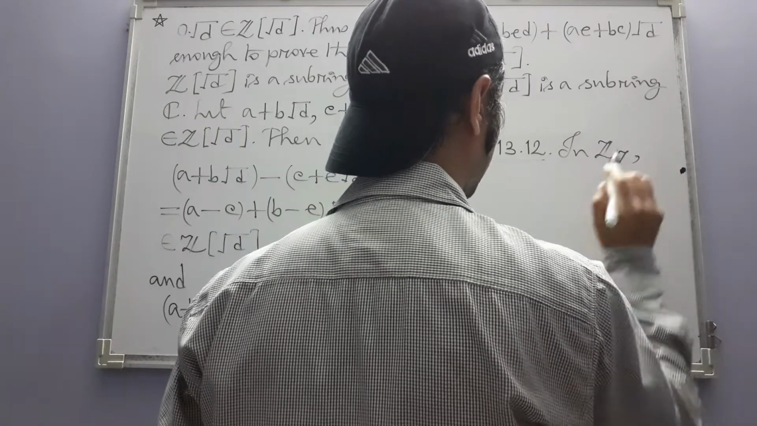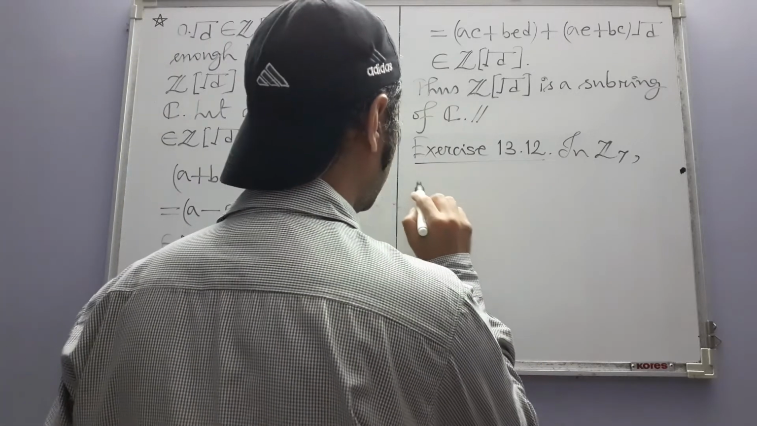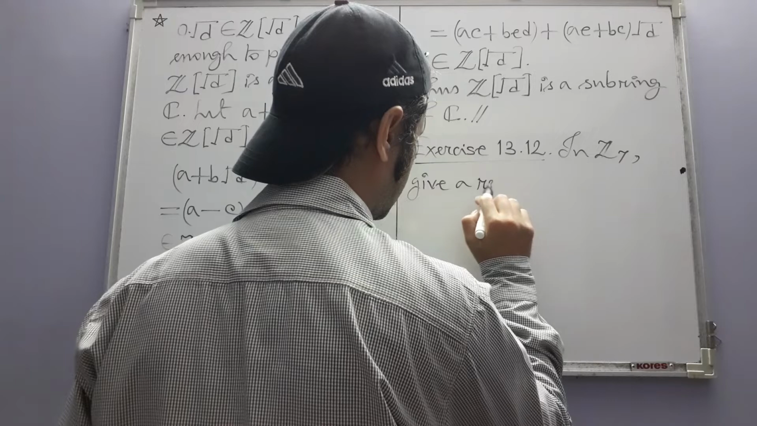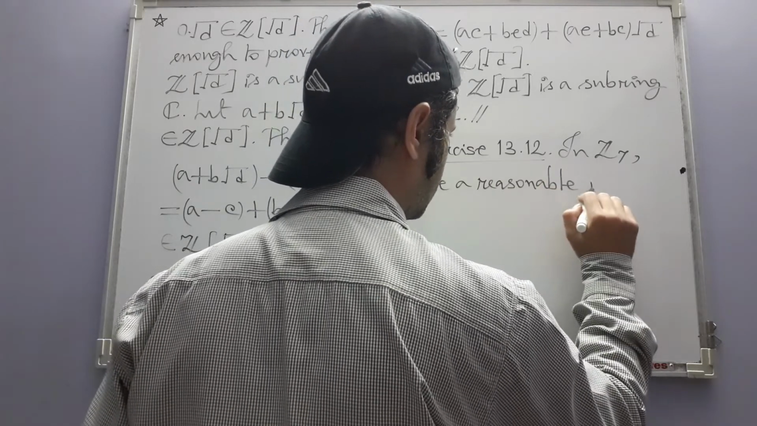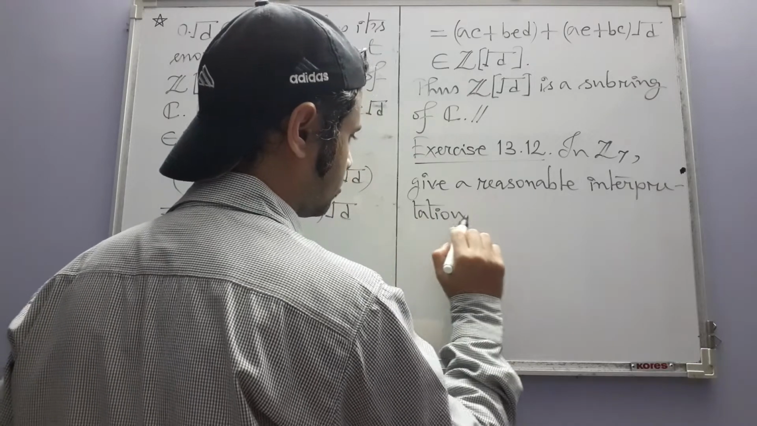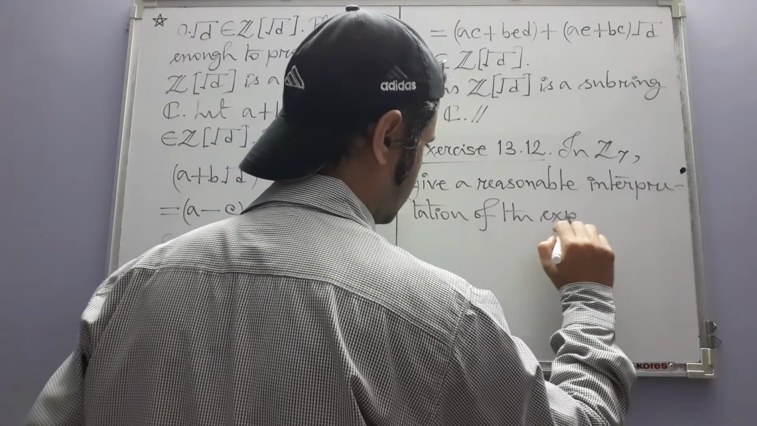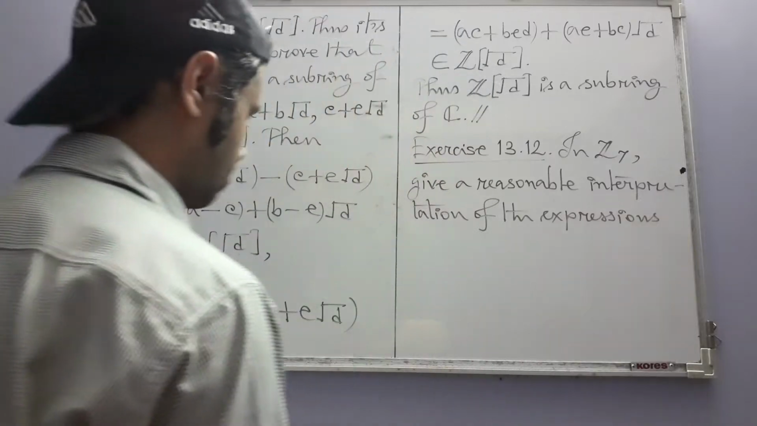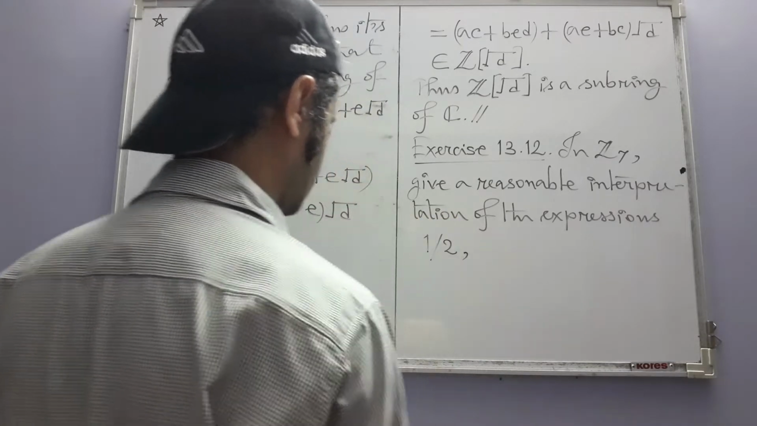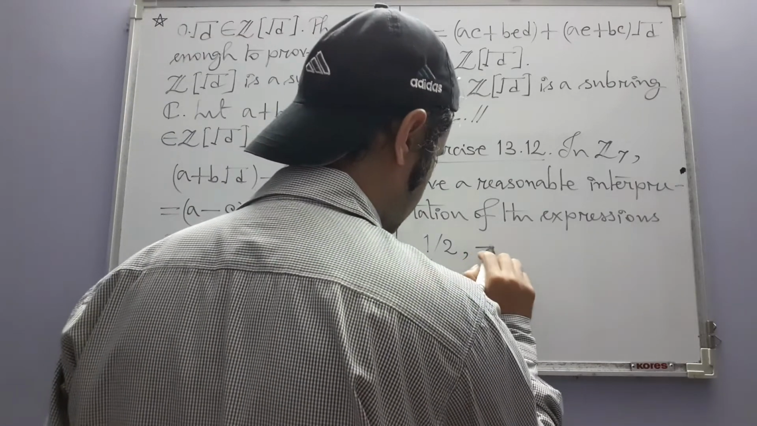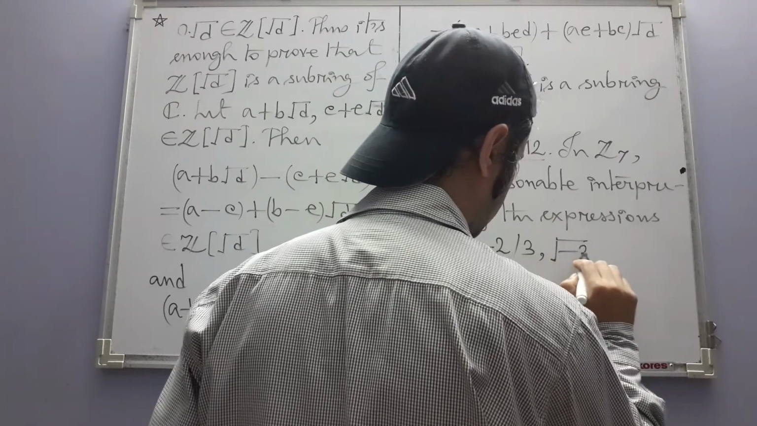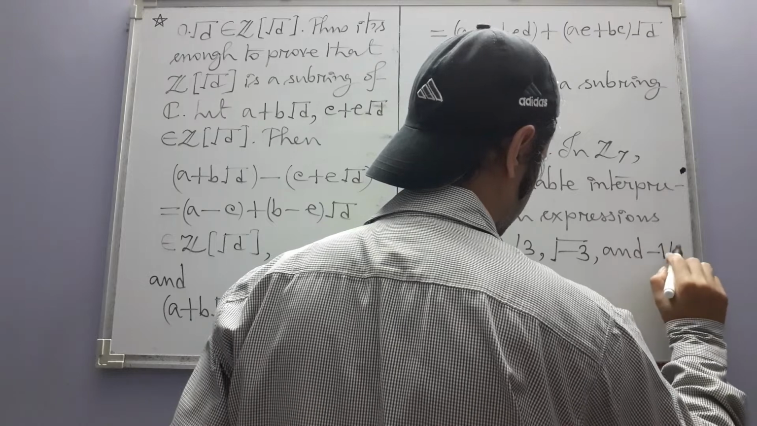Next, in the ring of integers modulo 7, Z7, give a reasonable interpretation of these expressions: 1 over 2, or 1/2, minus 2/3, square root of -3, and -1/6.